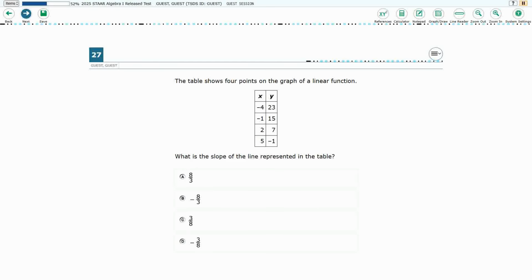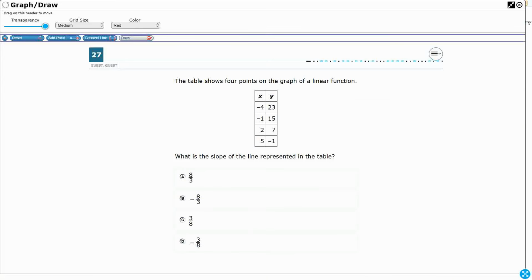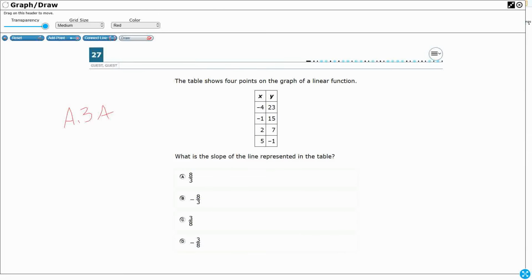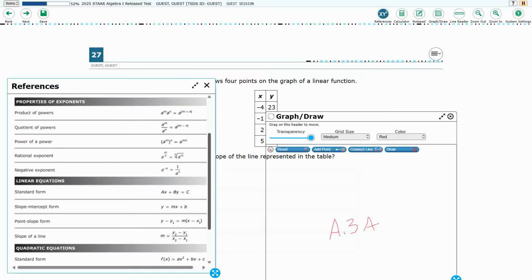Number 27, we are looking at slope. We're determining slope. This is A.3a and pretty straightforward. We've got 4 points. We need to find the slope. A few different ways we could do this. We have our slope formula. Right, our slope formula is in our linear equation sections of our formula chart.